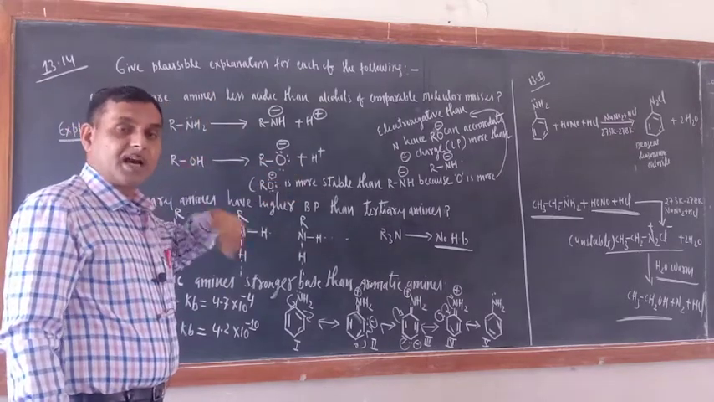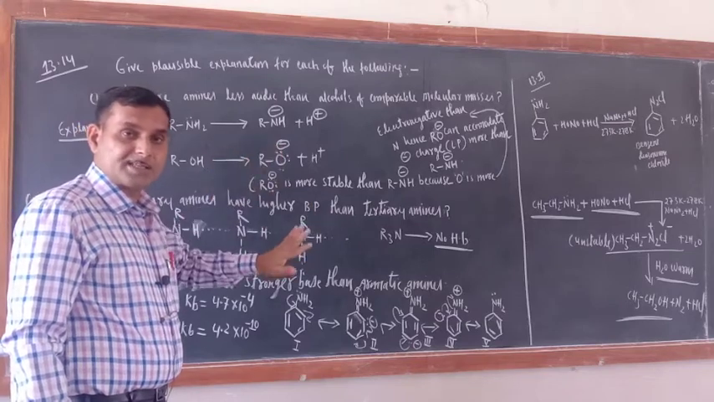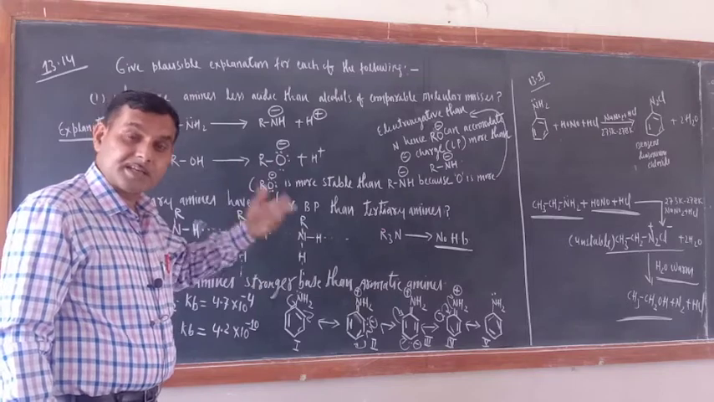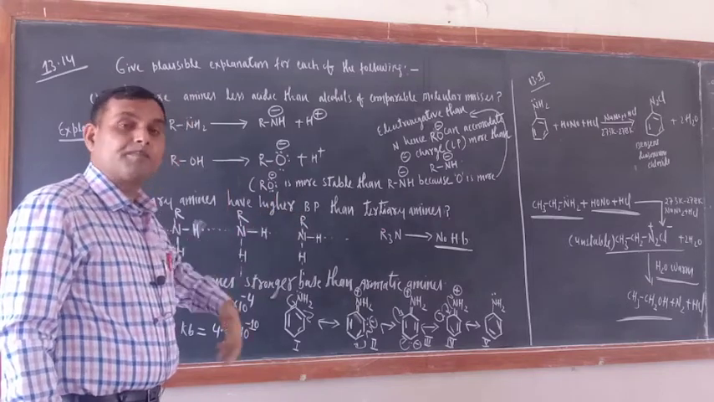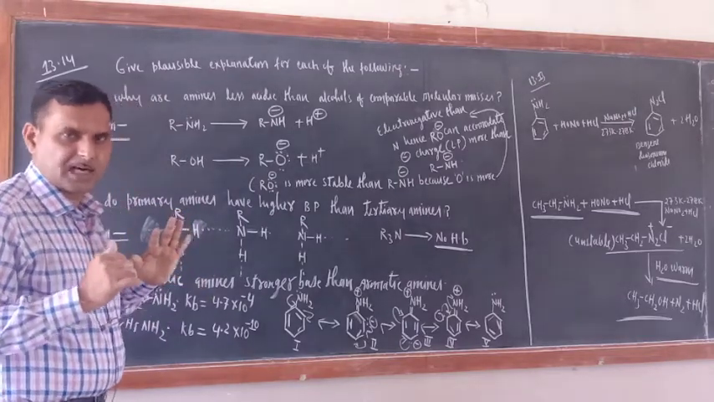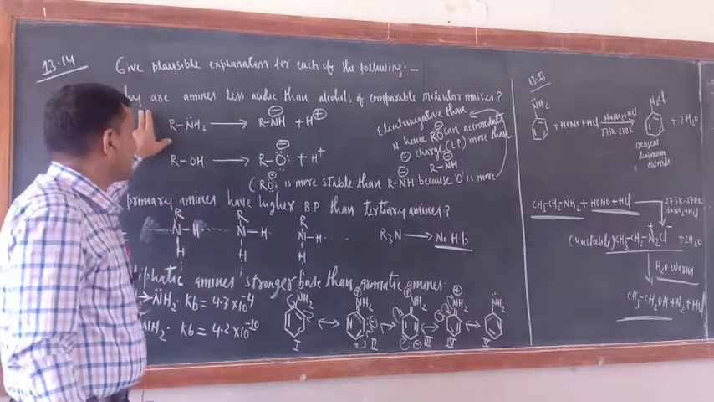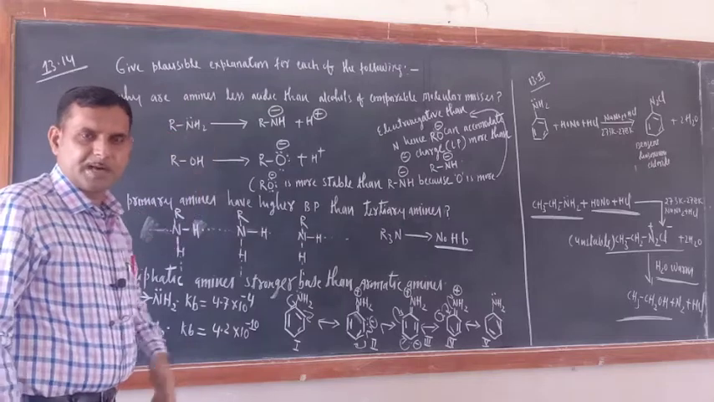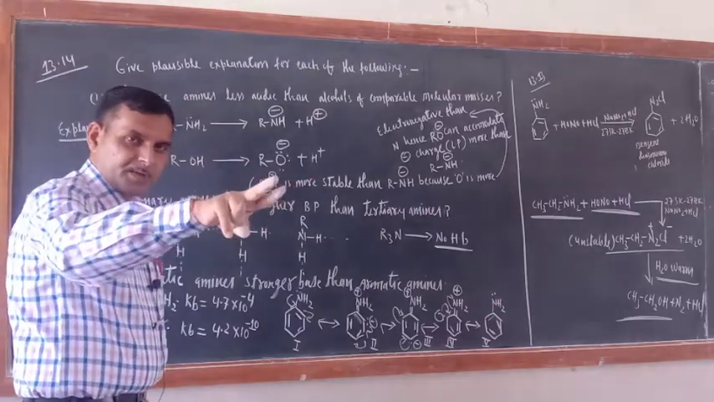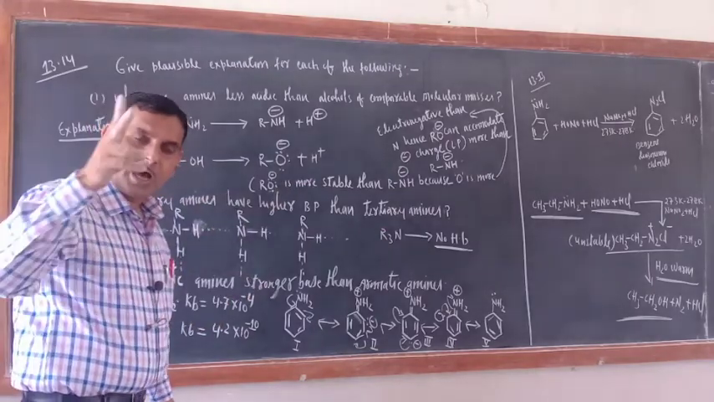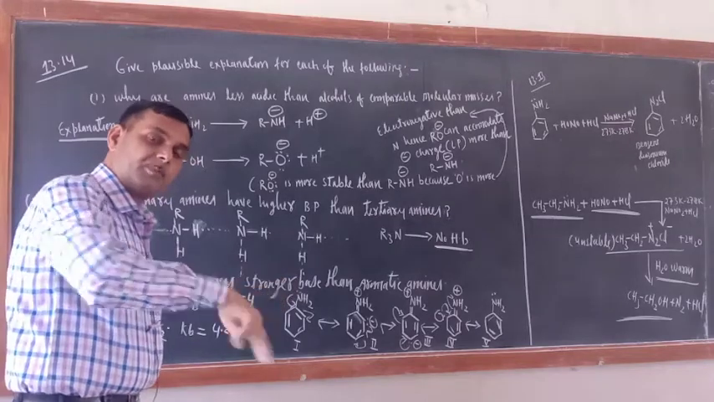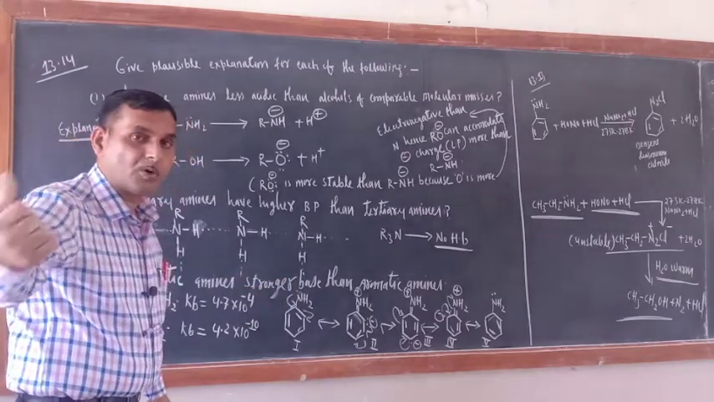So amines are strong base but poor acid. Alcohol is poor acid as well as poor base. But the question is, now we are comparing acidic nature. So amines are base, hence they are less acidic. Alcohol is of course less acidic, but as compared to amines it would be more acidic.